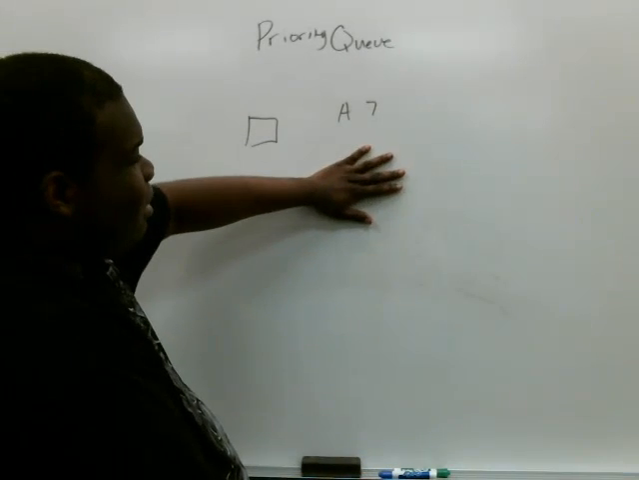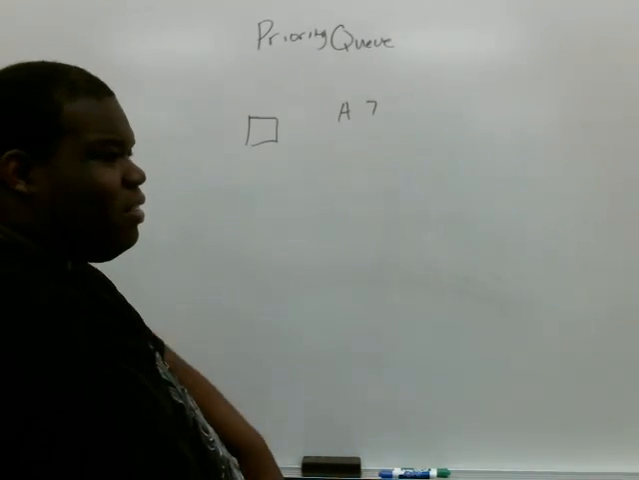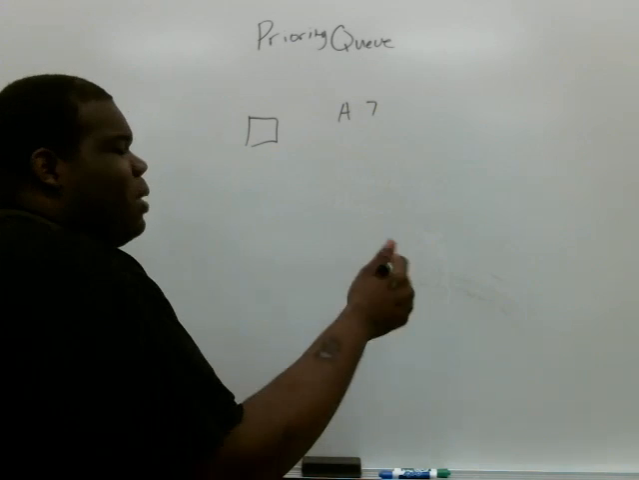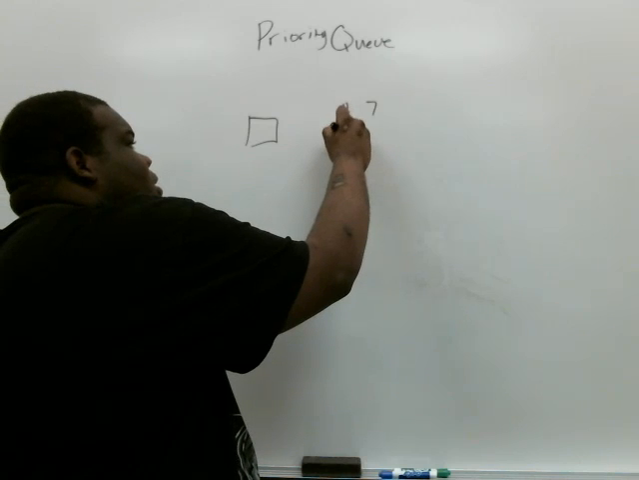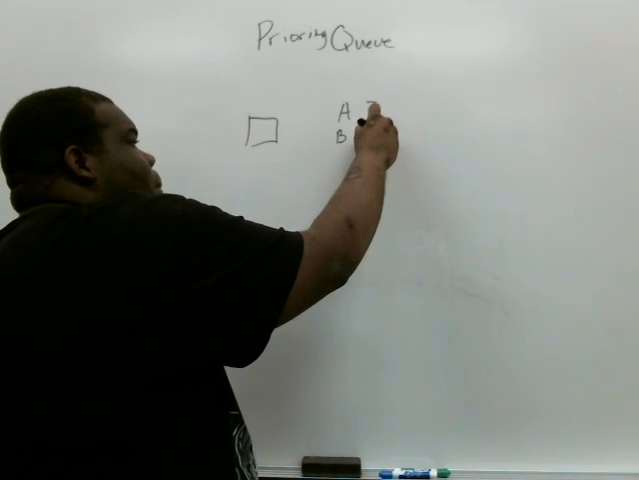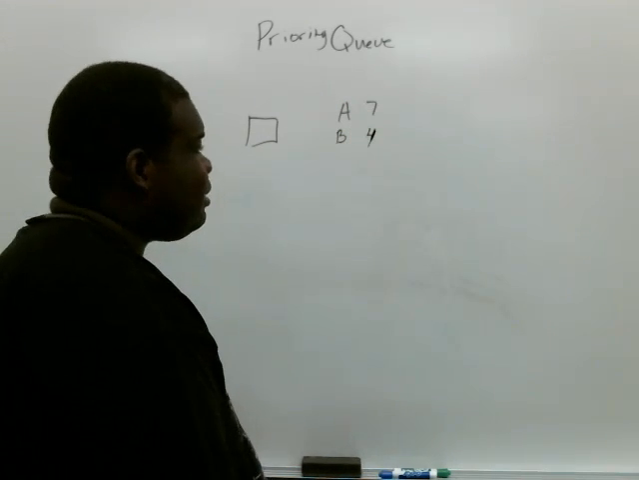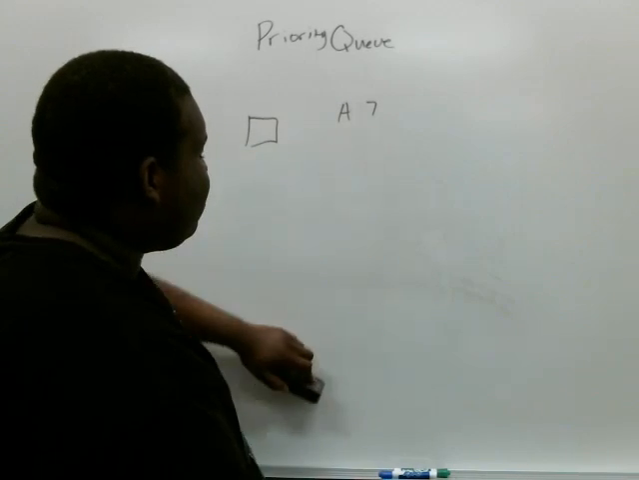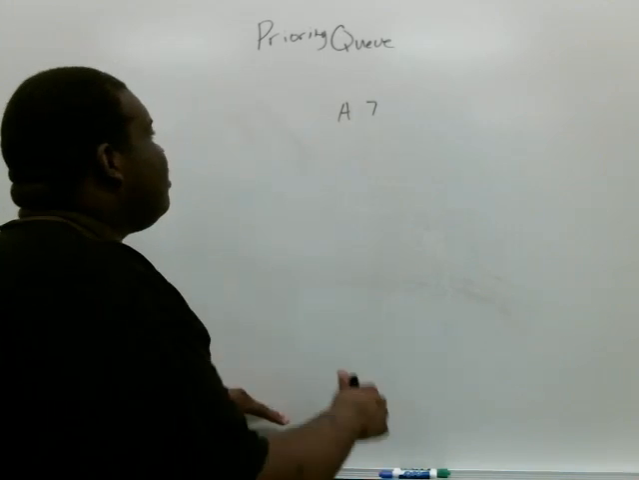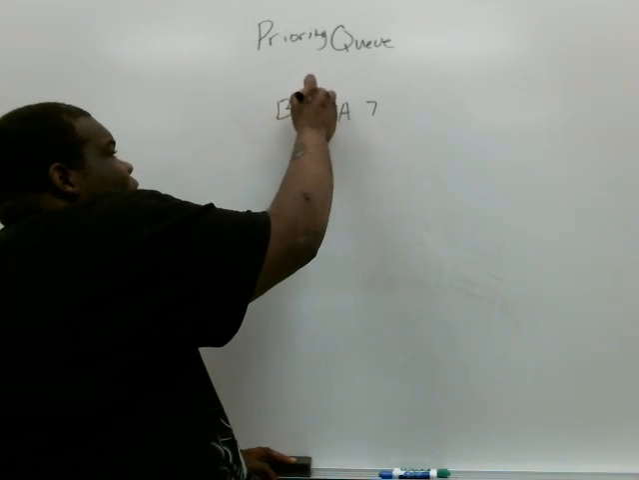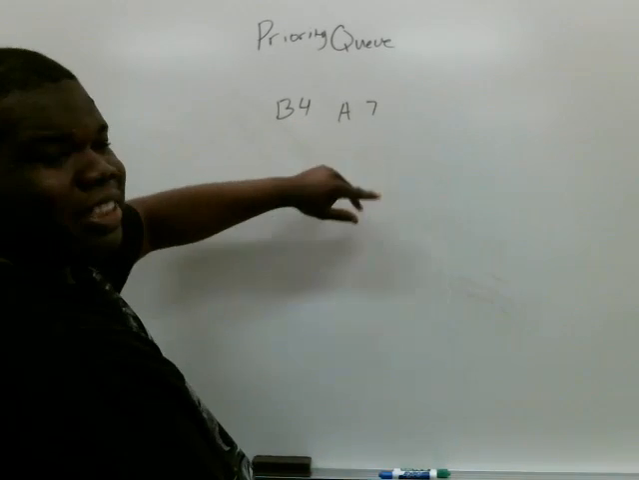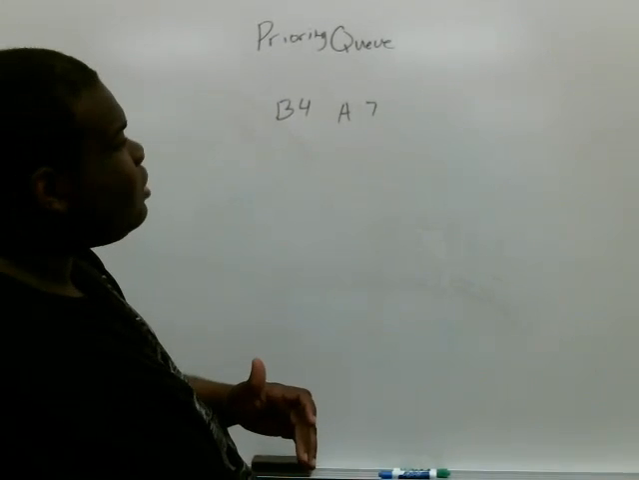So this gets added to the queue. Let's say that we added B4. Let me put this in a different order. If we dequeue, we'll get B4 and not A7. So it's not really first in, first out anymore. It's most important first.